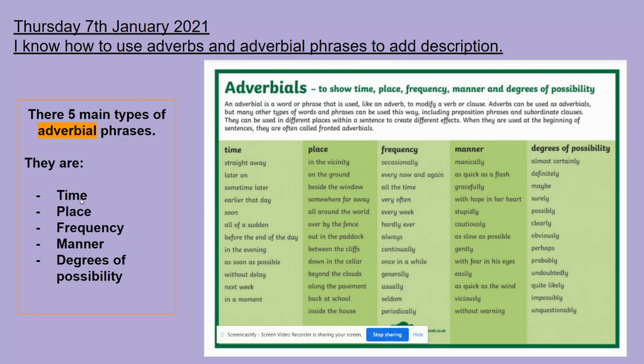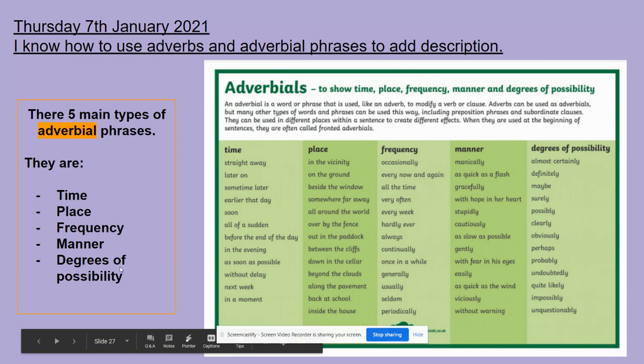So they can describe the time when something happens, where something happens, how often something happens, the manner of how it happens, and the degree of possibility, so how likely it is to happen. So time, place, frequency, manner, and a degree of possibility. So all of these here are examples of adverbials.